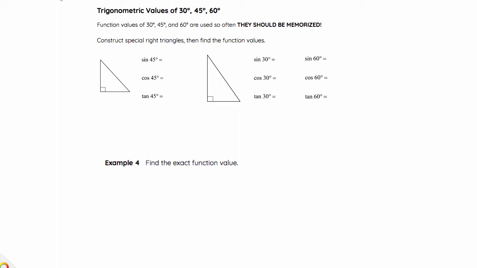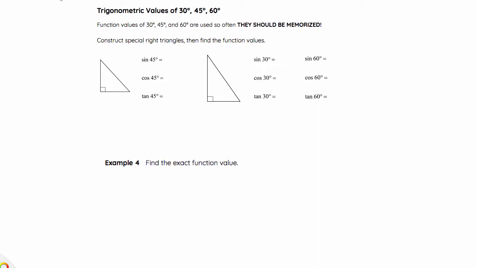All right, so write all this down. Trigonometric values of 30, 45, and 60 degrees. Function values for these angles are used so often they should be memorized. Now, normally I would construct special right triangles and find the function values for you. I will do that in class with you. In this video, to make things shorter, I am just going to give you the answers. Well, you already have the answers.